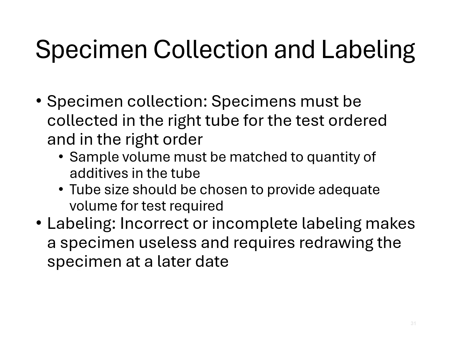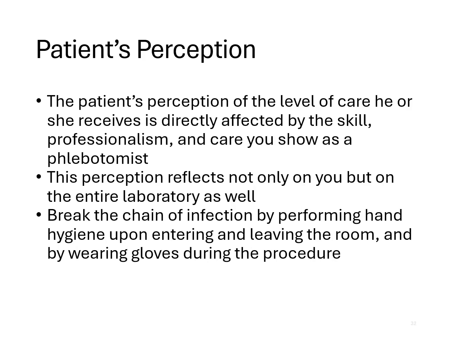Specimen collection and labeling. So specimens must be collected in the right tube for the test ordered and in the right order. Sample volume must be matched to the quantity of additives in the tube. Tube size should be chosen to provide adequate volume for the test required. Sometimes that means choosing the bigger tube. Sometimes that means drawing two. You'll get used to what you need to do. Labeling: incorrect or incomplete labeling makes a specimen useless and requires redrawing the specimen at a later time.